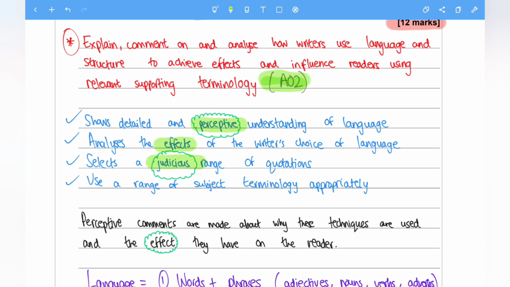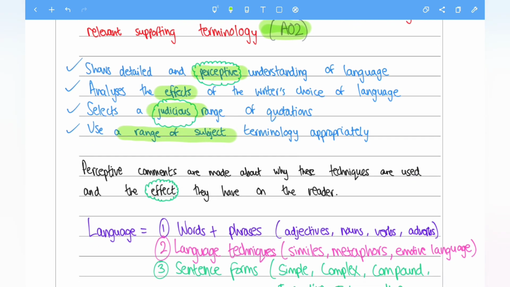And the last one here we have is use a range of subject terminology appropriately. So what we mean by this is when you are analyzing language, make sure you are using the correct key terms. So if you have a quote and there is an adjective there, make sure you identify the adjective and explain the effect of using that.